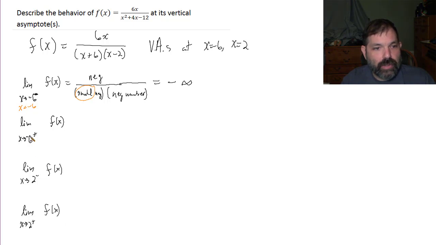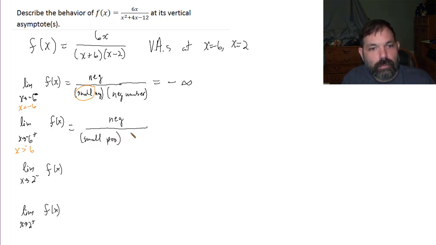If x is approaching negative 6 from the right, now x is slightly greater than negative 6. It's still a negative number, so I still have 6 times a negative number in the numerator. Now in the denominator, I have a number slightly greater than negative 6, and I'm adding 6, so this would be a small positive number. And a number slightly greater than negative 6, subtracting 2, would still be a negative number in this factor.